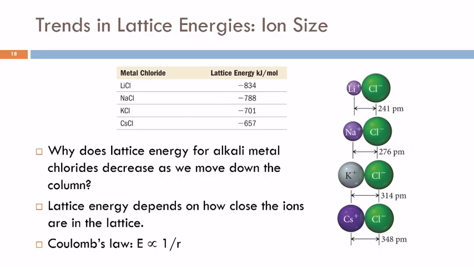And we can explain this in terms of the size of the ions. So here we have pictures. Each of these involves a chloride ion. The chloride ions, of course, are all the same size. But the cations are different in size. The lithium ion is the smallest. The cesium ion is the largest. Coulomb's law says that the potential energy is proportional to 1 over the radius, the distance between these two objects. And so as the distance between the objects becomes greater, the attraction is less.